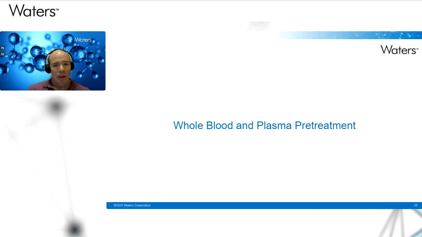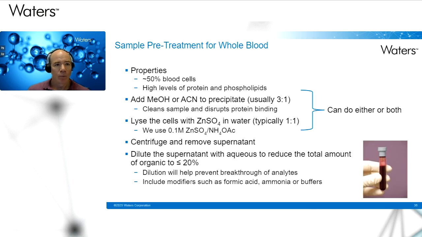Now we'll get into whole blood and plasma pretreatment. They're going to be fairly similar. We've talked about the properties before. Usually for whole blood, we're going to precipitate it, sometimes with a salt such as zinc sulfate, but often with methanol or acetonitrile to disrupt the protein binding and clean it up. We can also do both. We'll then centrifuge and remove the supernatant and dilute it with an aqueous to reduce the total amount of organic to under 20%. This helps prevent breakthrough of analytes, and at that point we can also include modifiers as appropriate for the extraction.